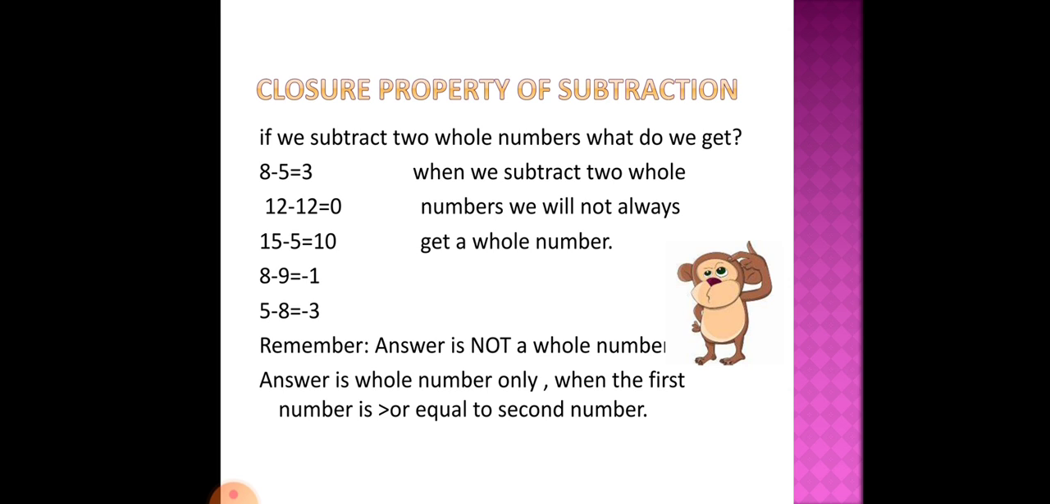But here we see 8 minus 9 and 5 minus 8. 8 minus 9 is what? We will get minus 1. 5 minus 8 equal to minus 3. Minus 1 and minus 3 are negative numbers, and negative numbers are not whole numbers. What are negative numbers and positive numbers? I will tell you in the next lesson.